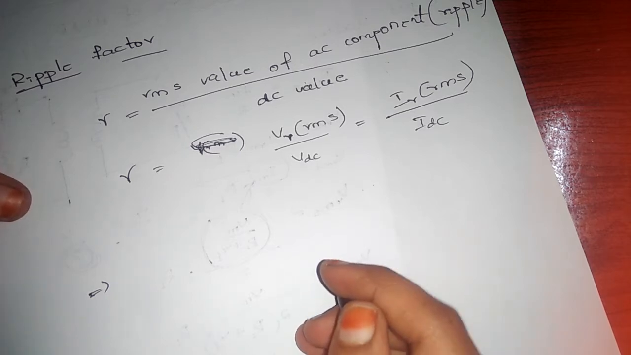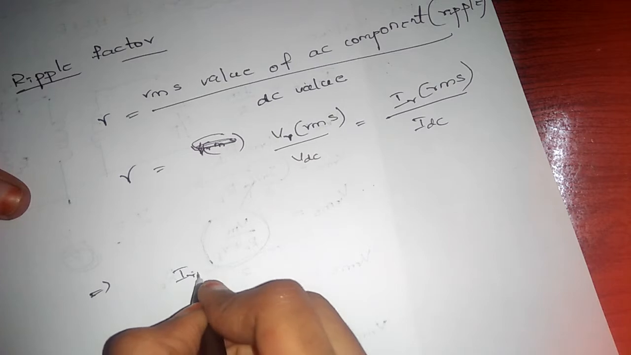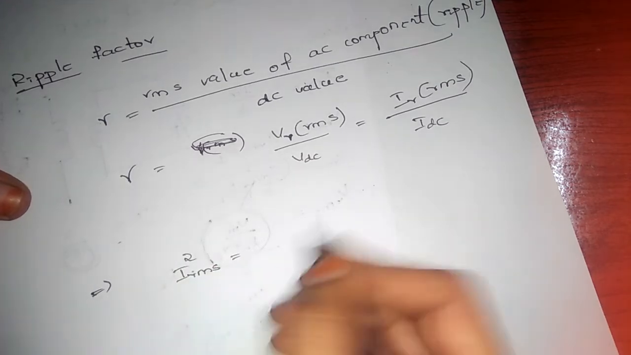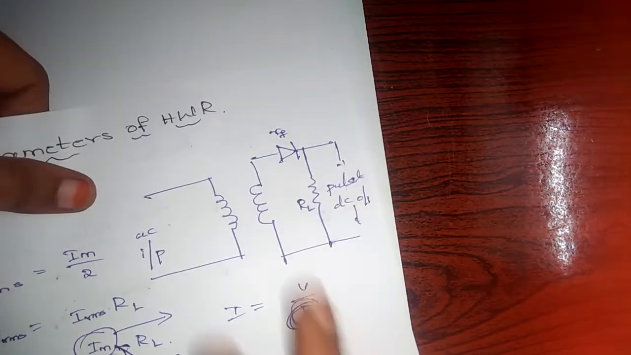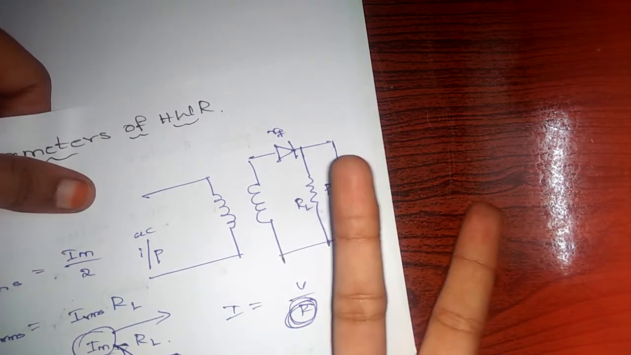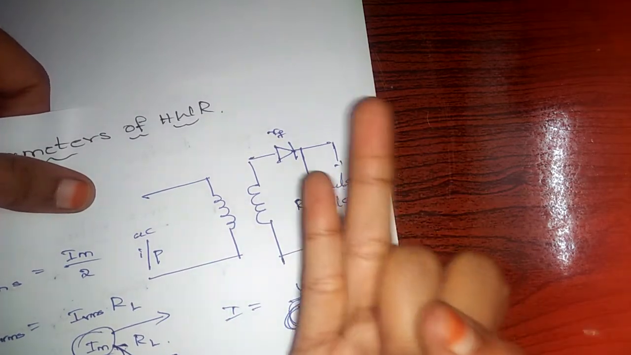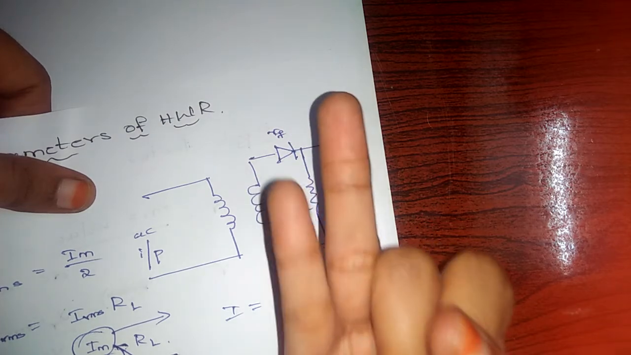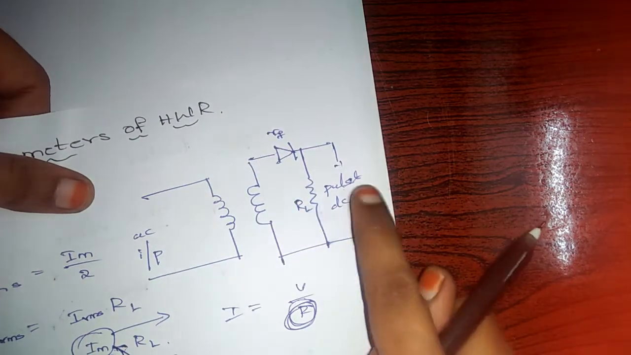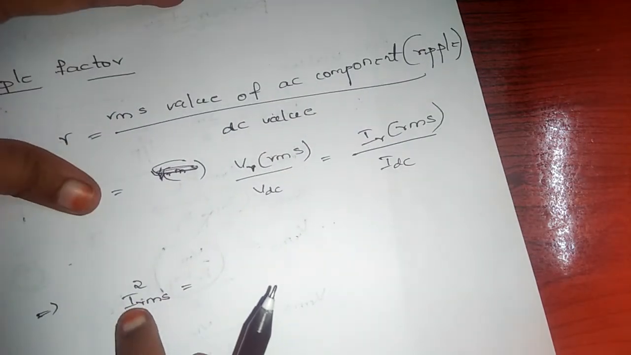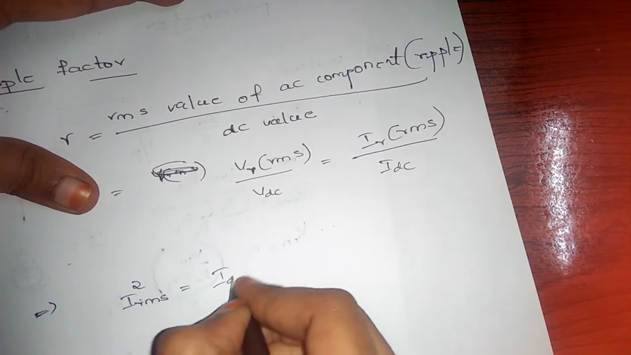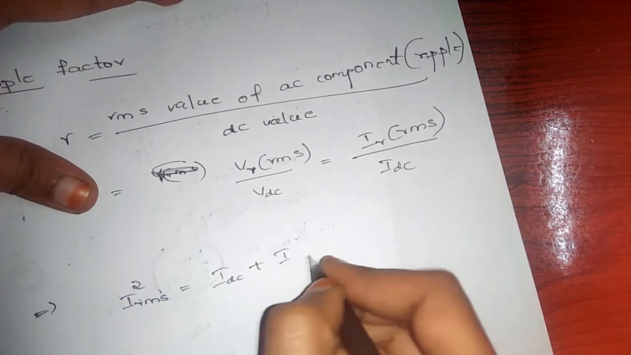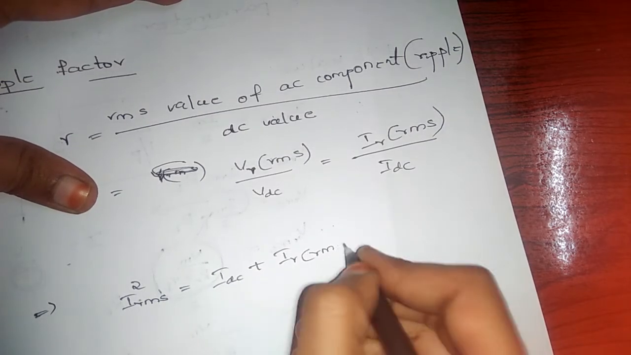Ir(RMS) square. See here, the IRMS value is nothing but our output, but this output has how many types of current? Two. What are they? One is DC and the other is the ripple, the AC component current. So we have two in the output, but what is the output? The RMS value. So IRMS is the mixture of two currents, DC plus ripple current, which is in RMS.